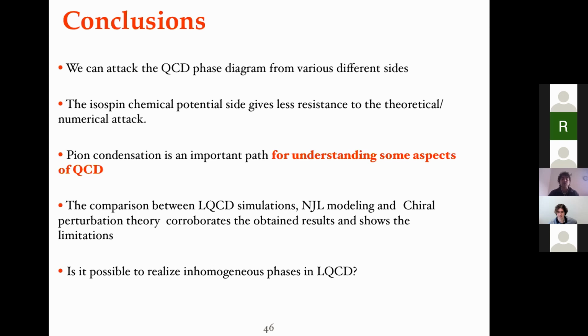And the thing is that we have several methods, and I've just shown lattice QCD, NJL, and perturbation theory, and they simultaneously work. So our results are certainly robust. And one possible question for lattice people is whether it's possible to realize inhomogeneous phases, to look for solitonic-like solutions on the lattice.